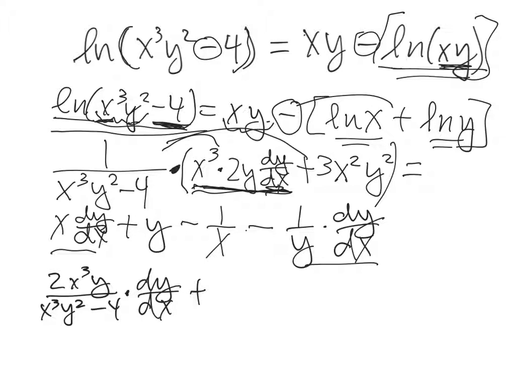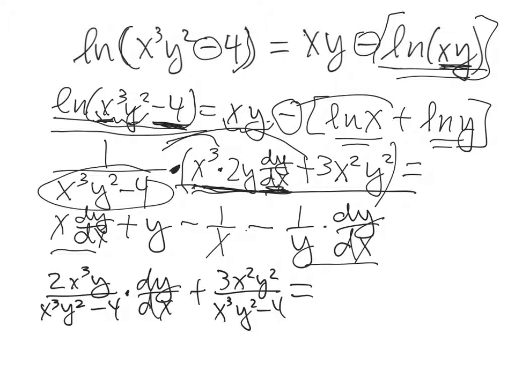Then plus 3x squared y squared all over x cubed y squared minus 4. Could you put all those over x cubed y squared minus 4? We could put all of this over this denominator as well. At this point, this is a fairly complex algebraic equation. There are lots of different ways to solve for your dy by dx, so whichever way works best for you.